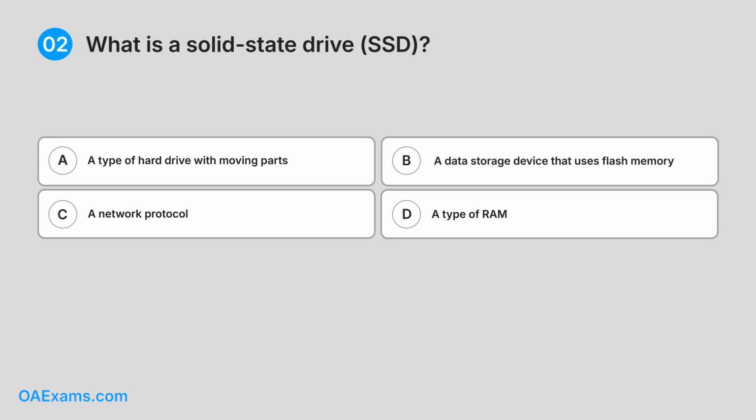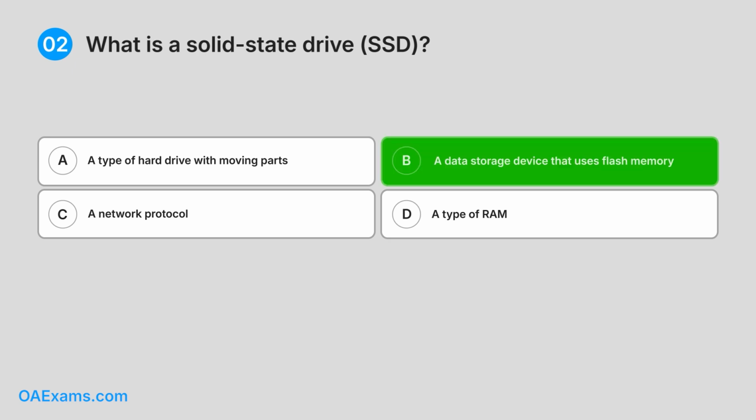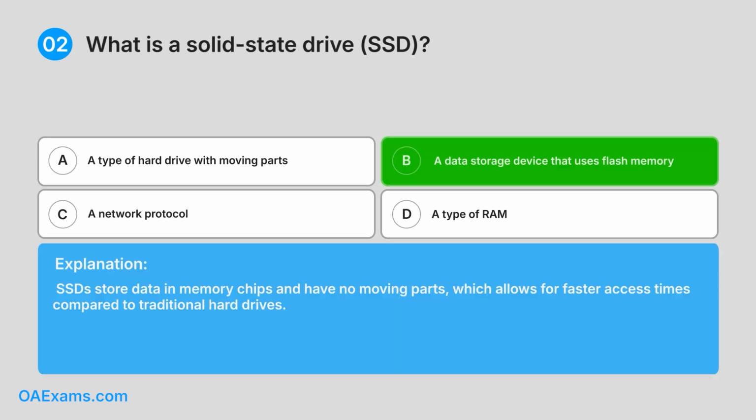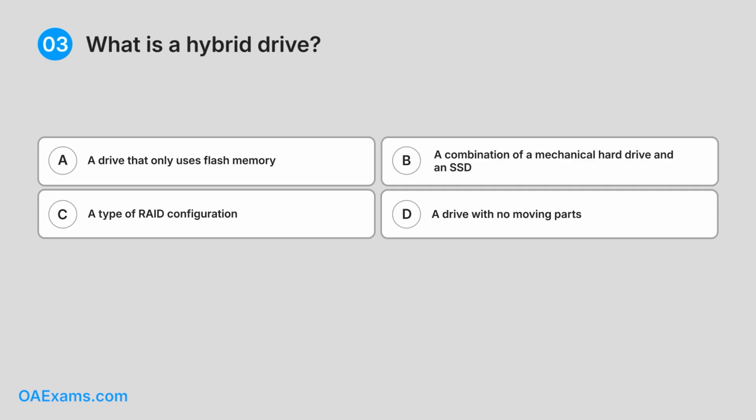Correct answer. B. A data storage device that uses flash memory. Explanation. SSDs store data in memory chips and have no moving parts, which allows for faster access times compared to traditional hard drives.